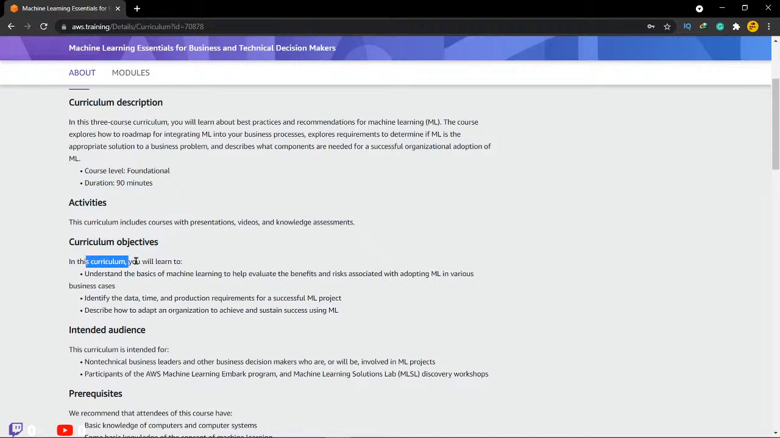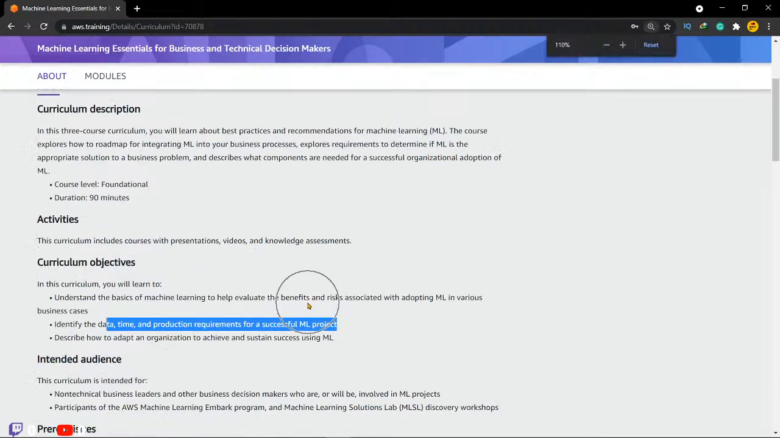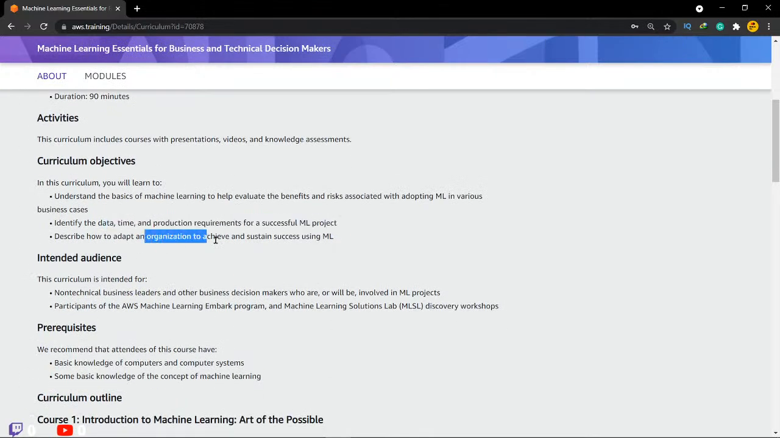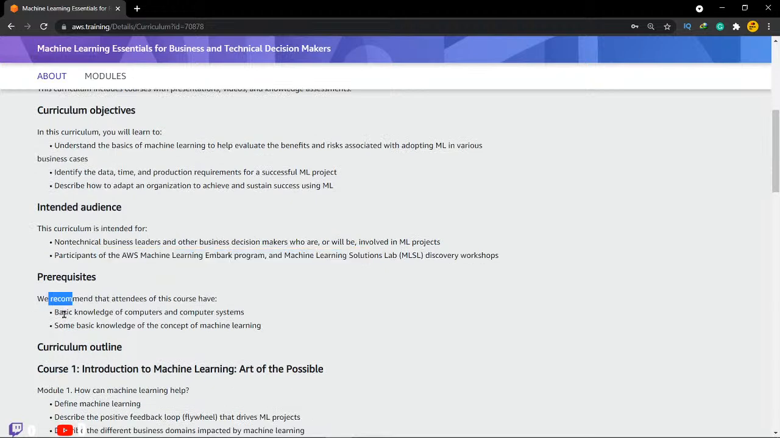Curriculum objective. In this curriculum, you will learn to understand the basics of machine learning to help evaluate the benefits and risks associated with adopting ML in various business cases, identify the data, time, and production requirements for a successful machine learning project, and describe how to adapt an organization to achieve or sustain success using ML. So this is for non-technical business leaders and other business decision makers who are or will be involved in ML projects. The prerequisites are basic knowledge of computers and computer systems, and some knowledge of machine learning concepts.